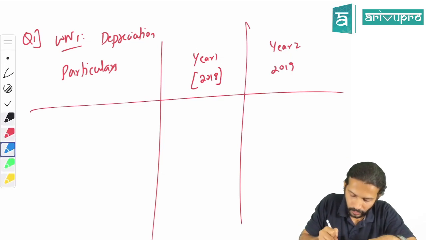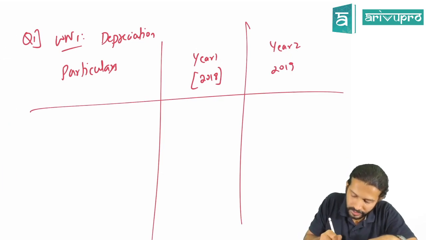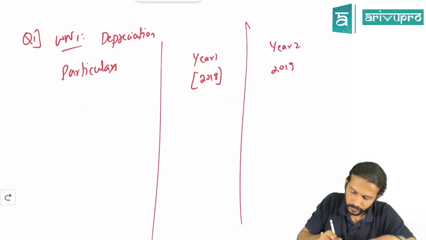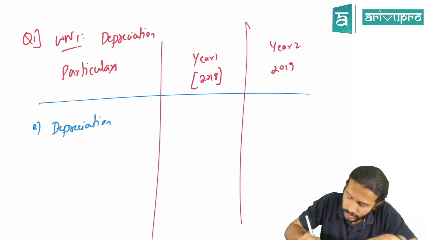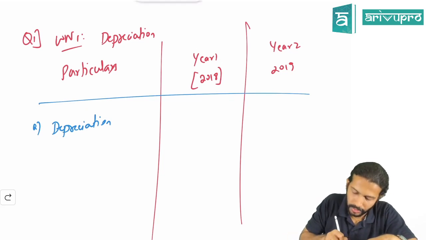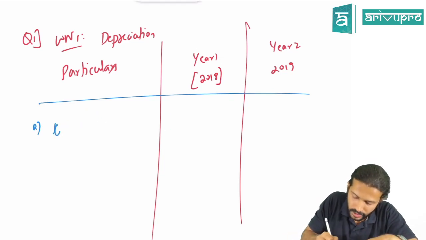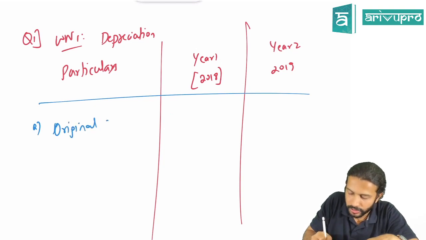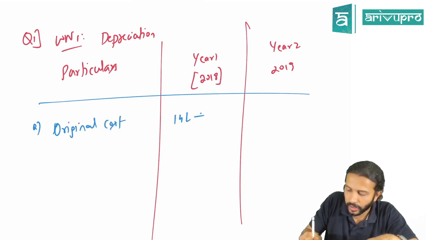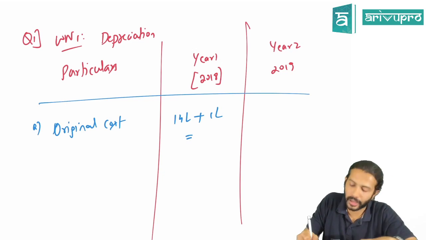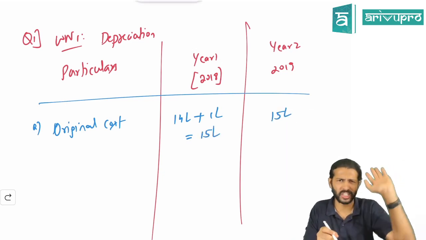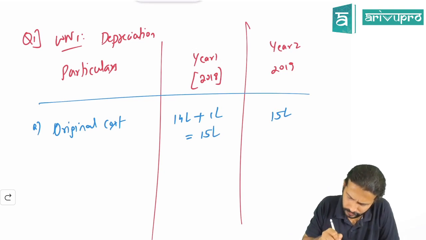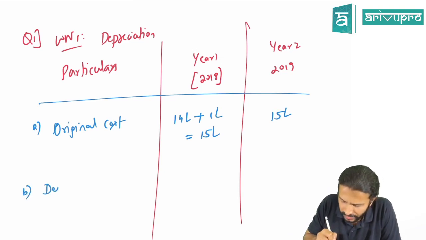Can you help me calculate the depreciation here? What is the original cost? Maybe we'll write the original cost here for your reference. What will be the original cost? Original cost is 14 lakh plus installation charges of 1 lakh, which will be 15 lakh. For both the years, original cost is the same only, no? That will not change.